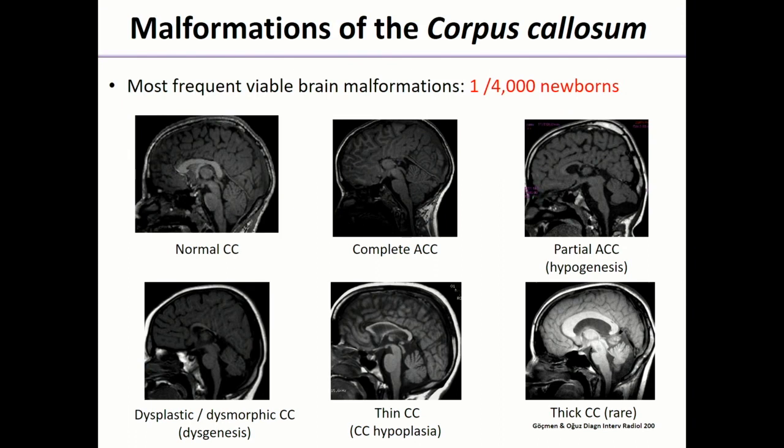There is a spectrum of malformation, and you have different types, including a funny-looking corpus callosum like this one, called dysplastic or dysmorphic. You also have corpus callosum that are fully formed but thinner, like this one. This is called corpus callosum hypoplasia. And you also have thicker corpus callosum, like you can see here, which is a very rare condition.